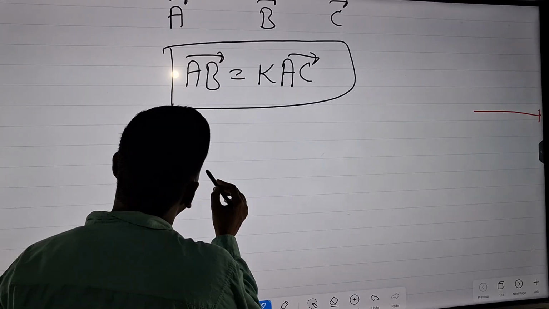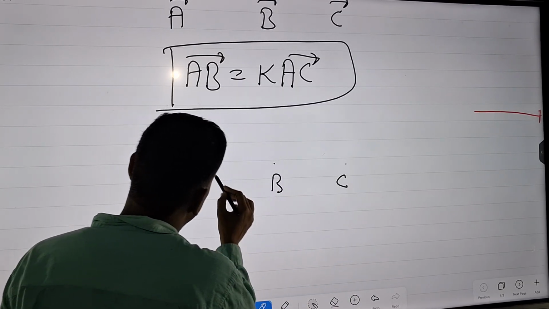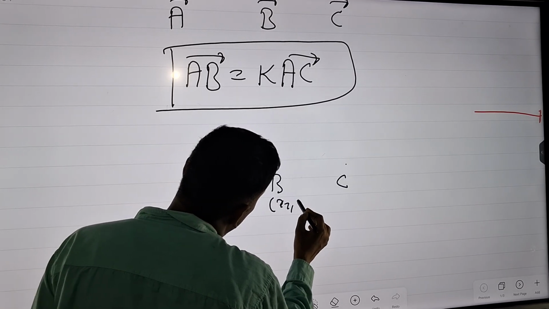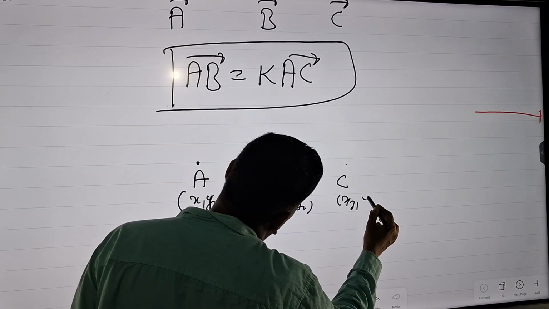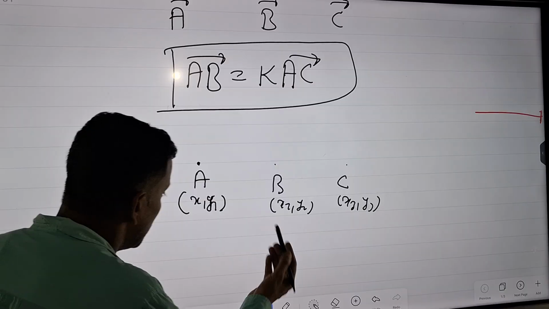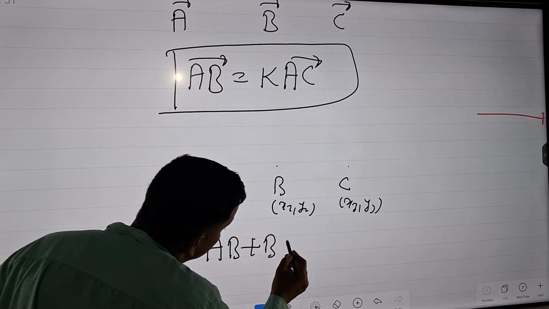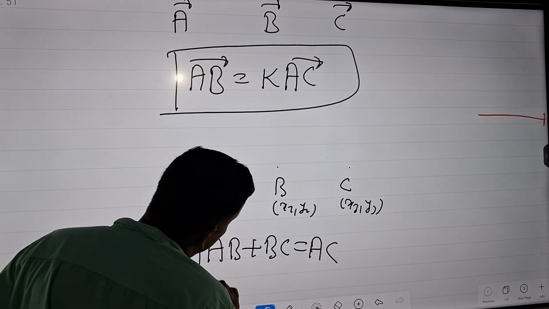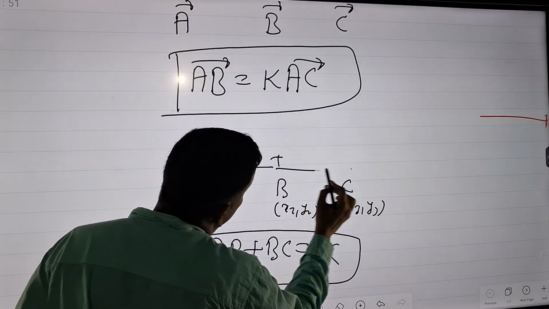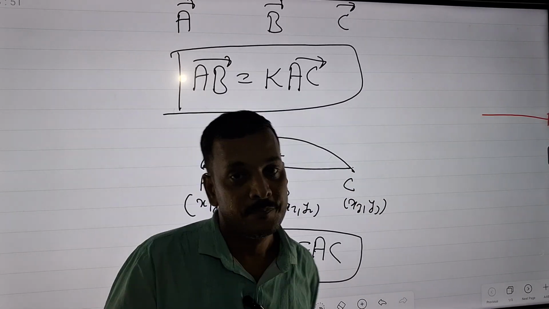And one most important point, if you have A, B and C 3 points and the coordinates of these points are x1 comma y1, x2 comma y2, x3 comma y3, and you have to check whether these 3 points are collinear or not, you can also find it this way. If AB plus BC equals to AC, then these points will be collinear.